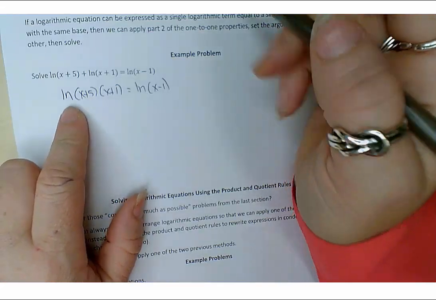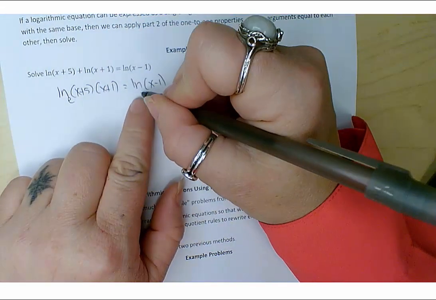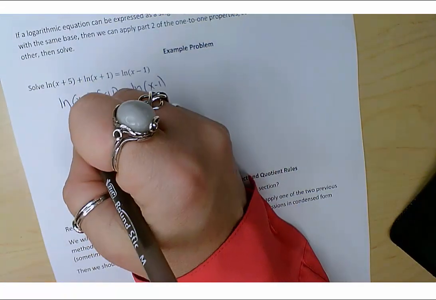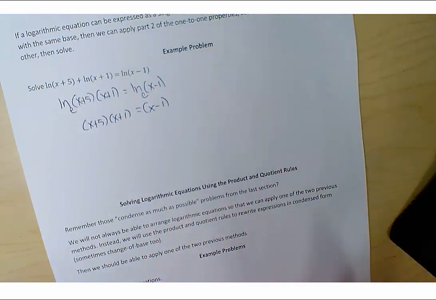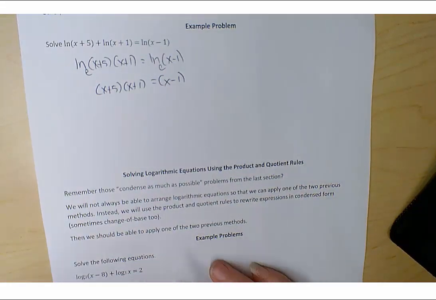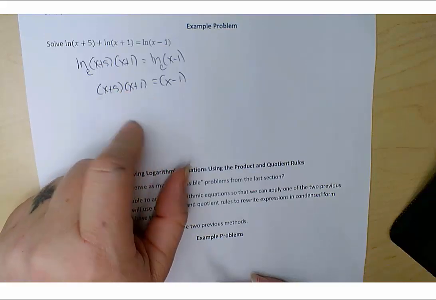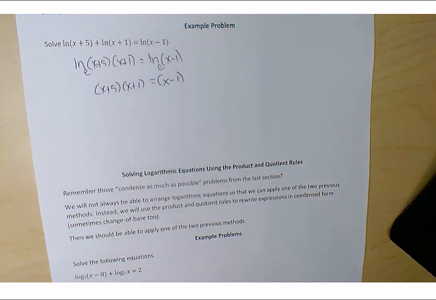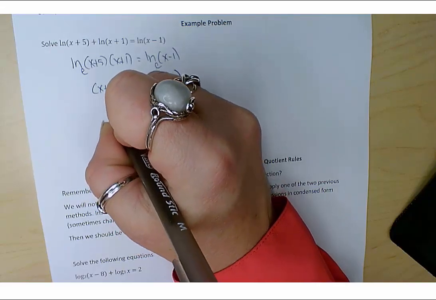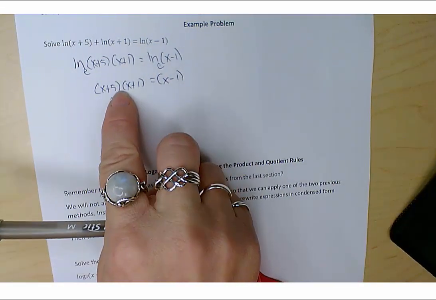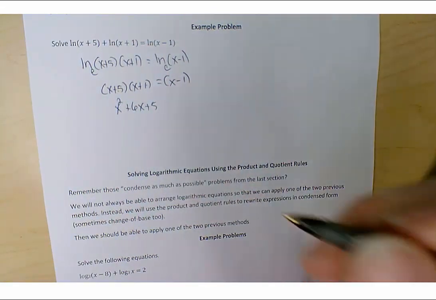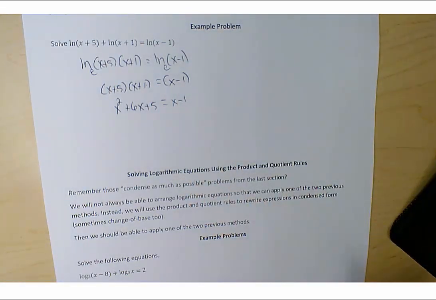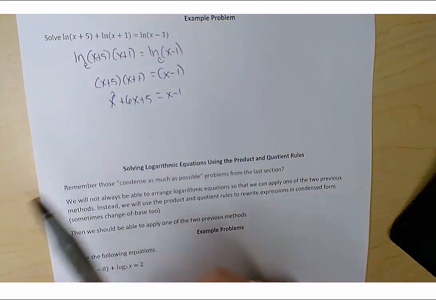For us, this is natural log, understood to have a base e, and natural log understood to have a base e. That means we can just set the x plus 5 times the x plus 1 equal to that x minus 1. Now we can solve this equation. First, multiply out that left-hand side: distribute, FOIL, whatever your preferred method of multiplying is. When you multiply that out, you will get x squared plus 1x plus 5x. So we actually get plus 6x plus that 5 there is equal to the right-hand side, which is x minus 1. We are looking at solving a quadratic equation here.